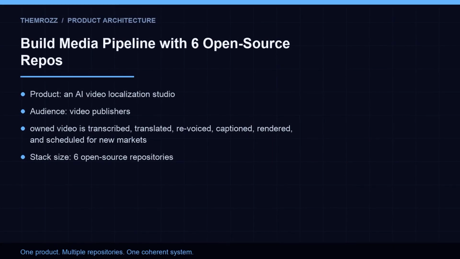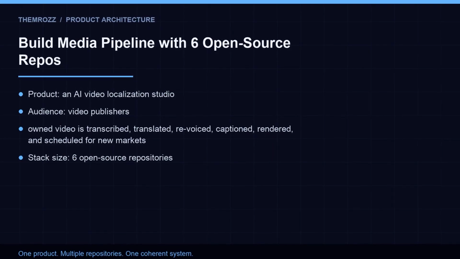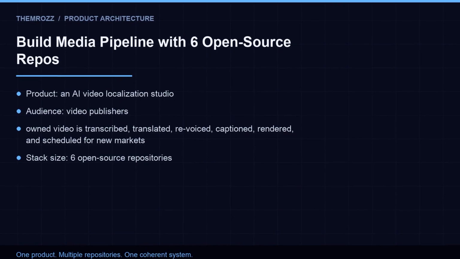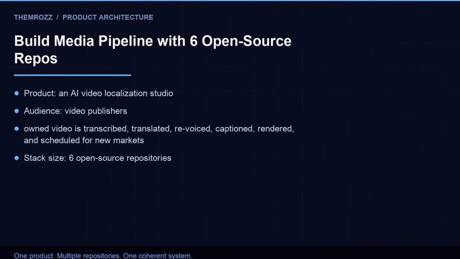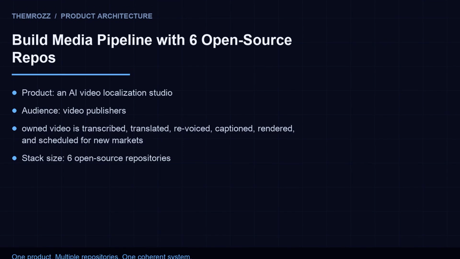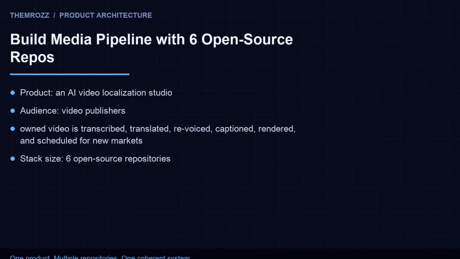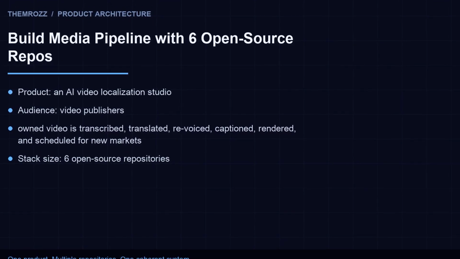Picture this. You've got a viral video on YouTube, but your analytics show surging interest in Latin America. You need that content localized fast. Enter the AI Video Localization Studio. Here's how it works. You drop the video link into the system.